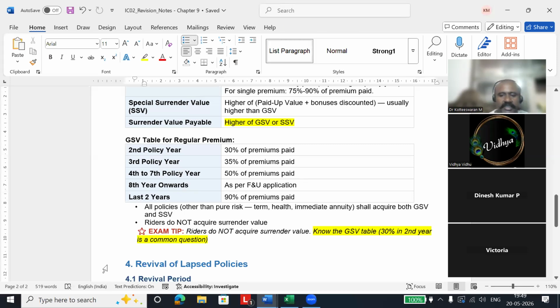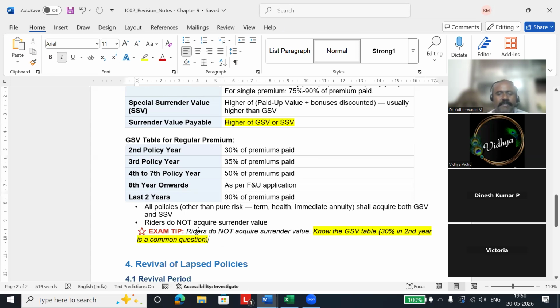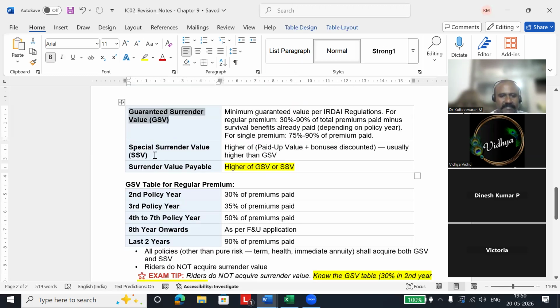So one important exam question they always ask repeatedly is: what is the second year policy GSV value? It is 30%. Don't forget that 30% is the GSV value for second year policy surrender. Same as with lapses, riders also do not recover surrender value. They don't give back the premium paid for the riders. So surrender value is only for the main policy.